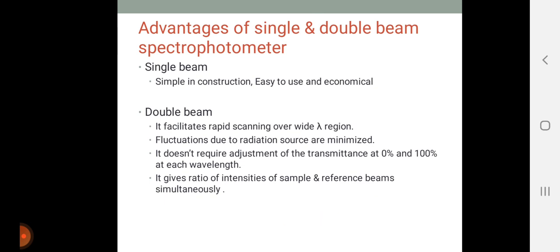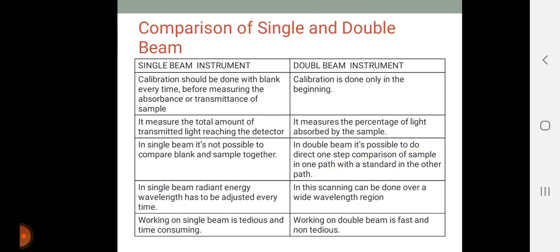Advantages of single and double beam spectrometers. Single beam: simple in construction, easy to use and more economical than the double beam. Double beam: it facilitates rapid scanning over a wide wavelength region. Fluctuations due to the radiation source are minimized. It doesn't require adjustment of the transmittance at 0% and 100% at each wavelength. It gives the ratio of intensities of sample and reference beams simultaneously.